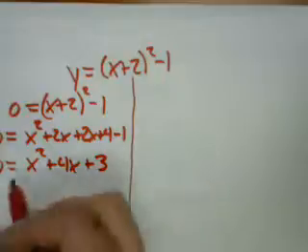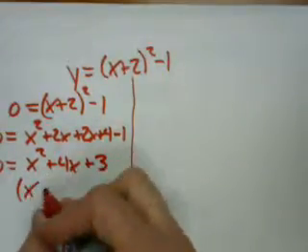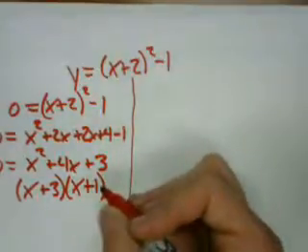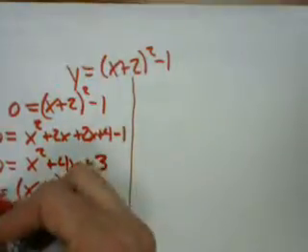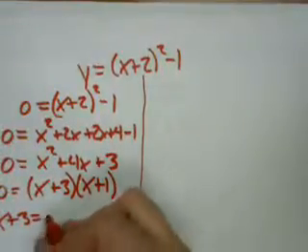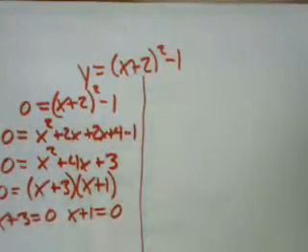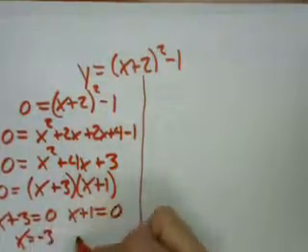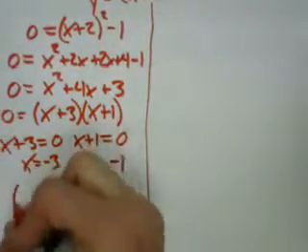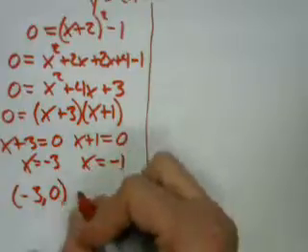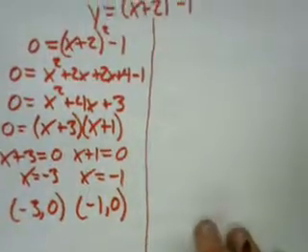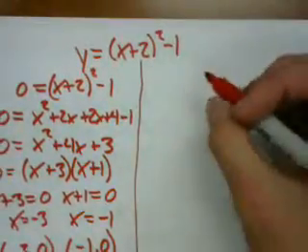This factors, which is good because it's set equal to 0: (x plus 3)(x plus 1). This is just factoring, and these are all prerequisite skills. Because this is set equal to 0, I set each factor equal to 0 and solve. I get x equals negative 3 and x equals negative 1. So what this tells me is I have the points (negative 3, 0) and (negative 1, 0). Those are my x-intercepts.